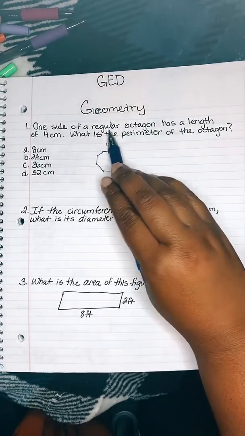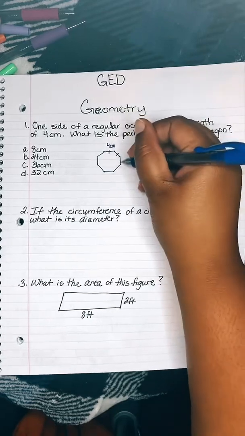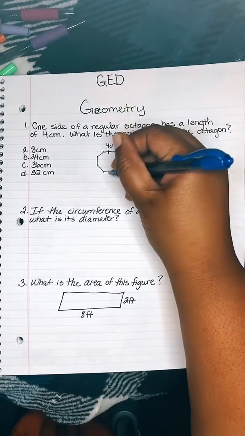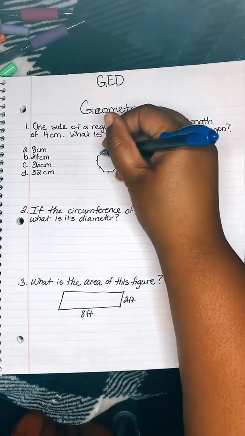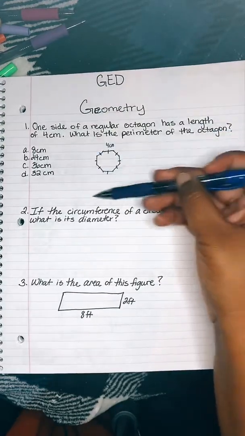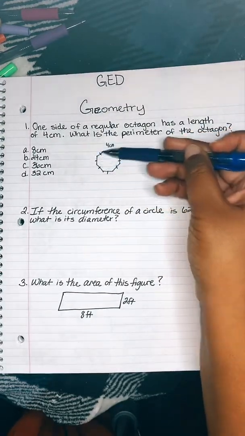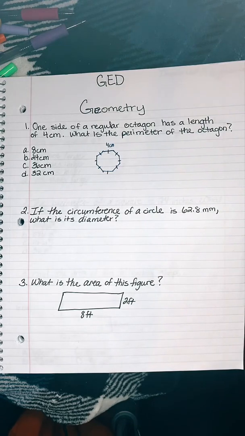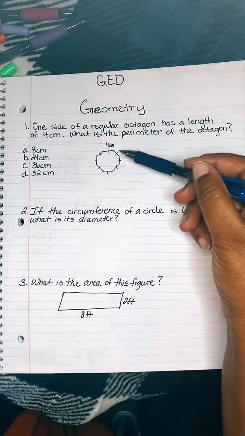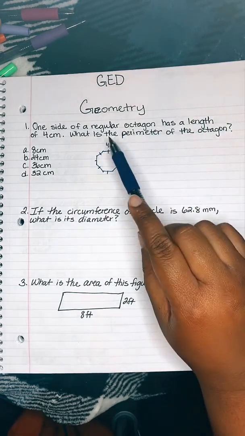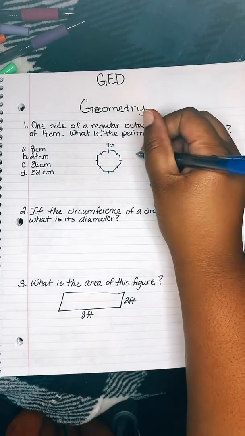So what you have to understand about a regular polygon is that all the sides are the same. They're congruent. I'm going to keep on saying that word because when you get to 10th grade, you have to know what congruent means. It means the same.